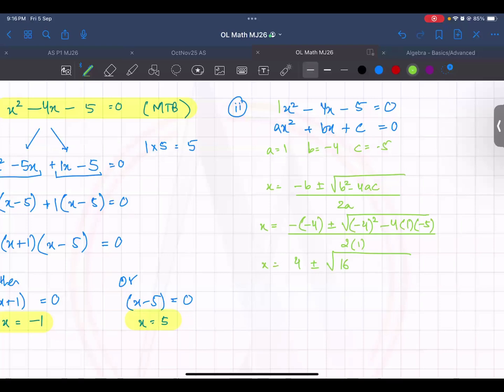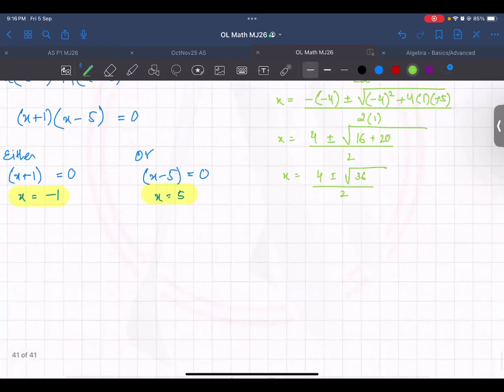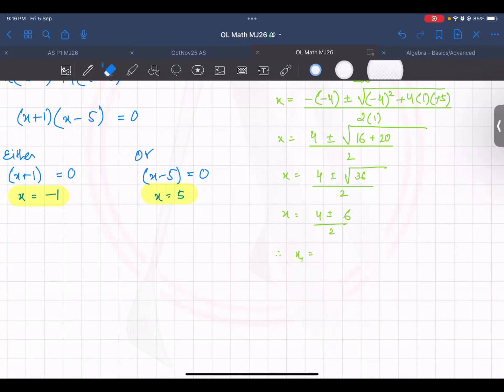And this is -4 times 1 times -5. So minus minus becomes plus, and this becomes 20 upon 2. Then x is 4 plus minus 36 upon 2. And then x would be 4 plus minus under root 36, which is 6, upon 2. And therefore you will get two answers. x1 would be 4 plus 6 upon 2, which would be 10 upon 2, which would be 5. And 4 minus 6 upon 2 would be -2 upon 2, which would be -1. So look, you're getting the same answer. 5 and -1.